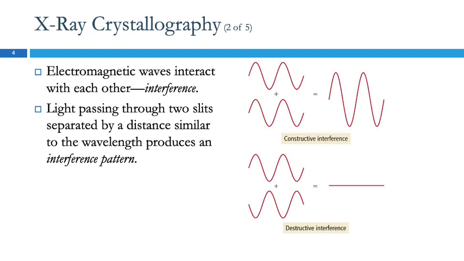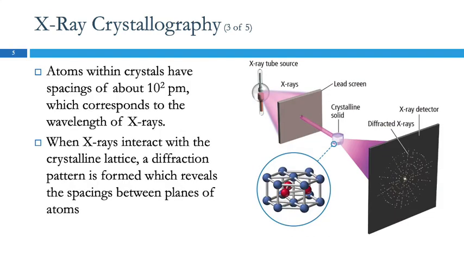Well, that was using visible light, but we can use electromagnetic radiation that's outside the visible range to investigate slits or spaces that are closer together. So instead of visible light, we can do this with X-rays. In these crystalline solids, the atoms have about 100 picometer spacings, so you need electromagnetic radiation with a wavelength about that long, and that corresponds to X-rays.